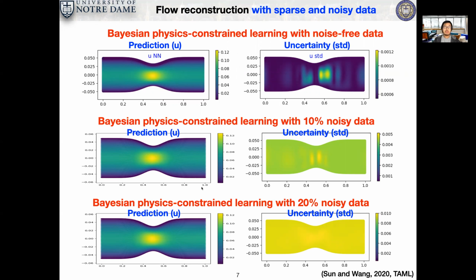If we check the mean predictions for the different cases, they are all similar for all three cases and agree with the CFD reference, the ground truth, very well, showing the robustness of the variational Bayesian formulation for the flow reconstruction.